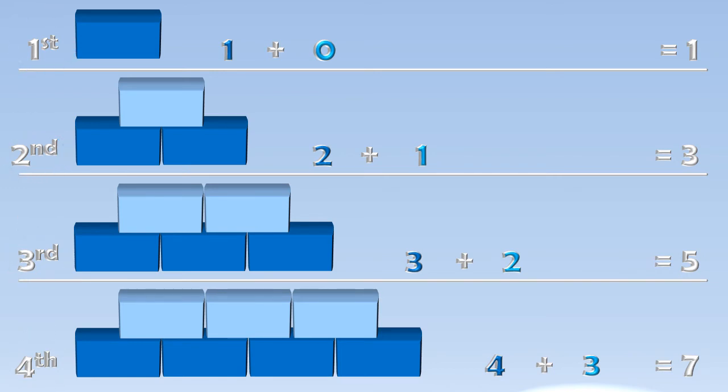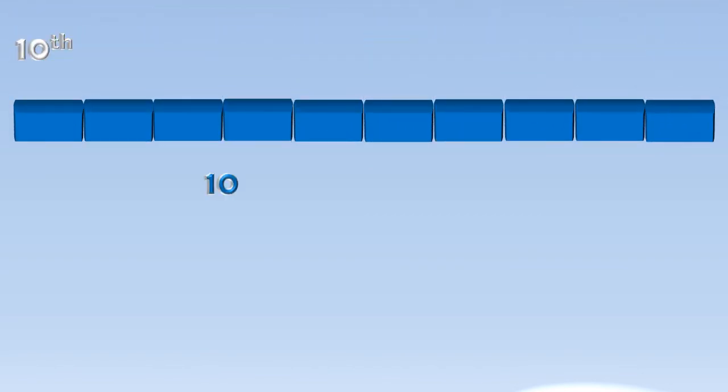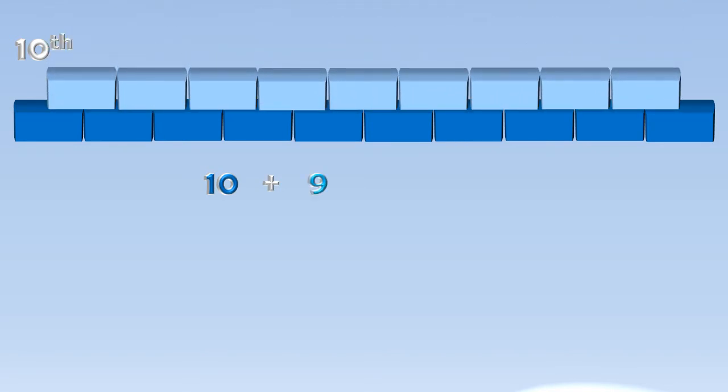We can now use this knowledge to calculate the number of blocks in the 10th and 20th walls of the sequence. In the 10th wall, there will be 10 blocks on the bottom row and 10 minus 1, or 9 blocks, on the top row, giving us a total of 19 blocks altogether.